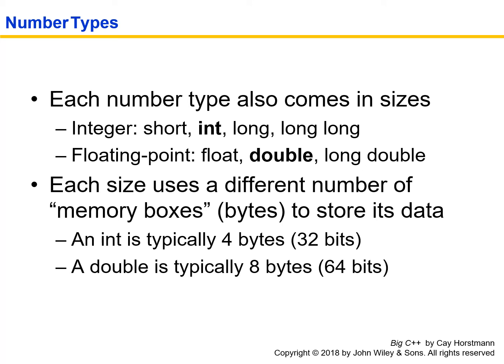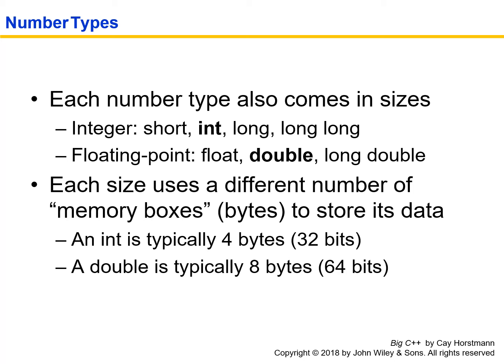Each number type also comes in sizes. Well, Boolean doesn't. Boolean is just 0 or 1. But integers, a long time ago, when you had computers that had a shortage of memory, you would have a short integer, which was 2 bytes, and an int, which was 4 bytes, or maybe short was 1 byte, and int was 2 bytes, and long was 4 bytes, and long long was 8 bytes, or something like that. It actually was never defined in the C++ specification how big each of these was supposed to be.